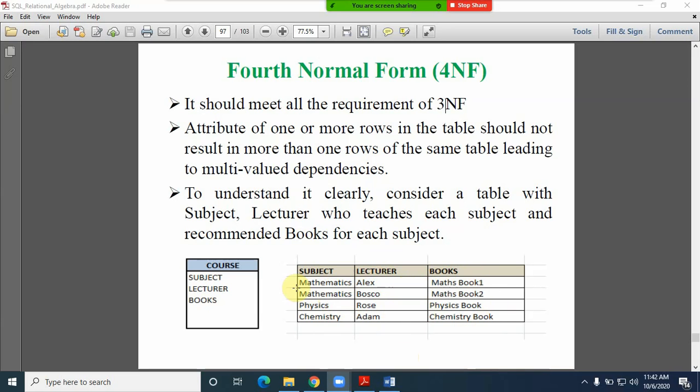Now friends, if you observe, if you type mathematics, it gives maths book 1 and maths book 2. But as per your lecturer, suppose lecturer X is suggesting maths book 1, so that he prepares all the content from that particular source and gets you the things related to that subject. Another lecturer, Y, say Bosco, is also teaching the subject, but he prepares the subject from mathematics book 2.